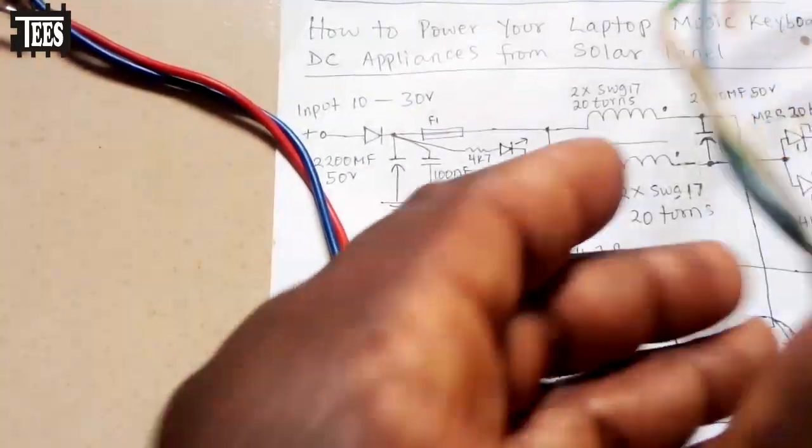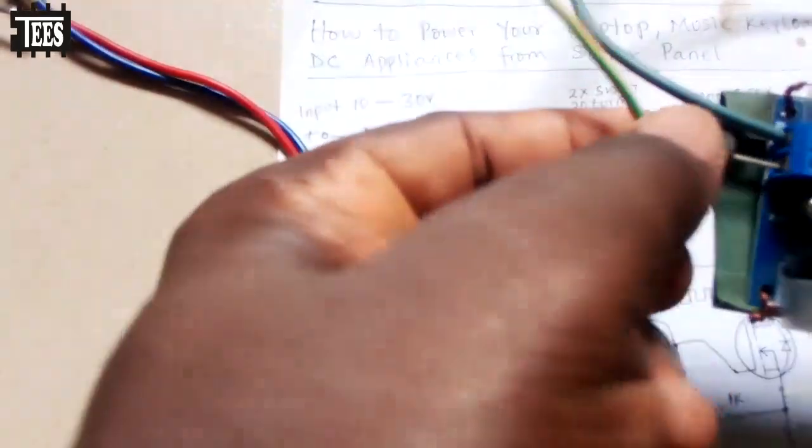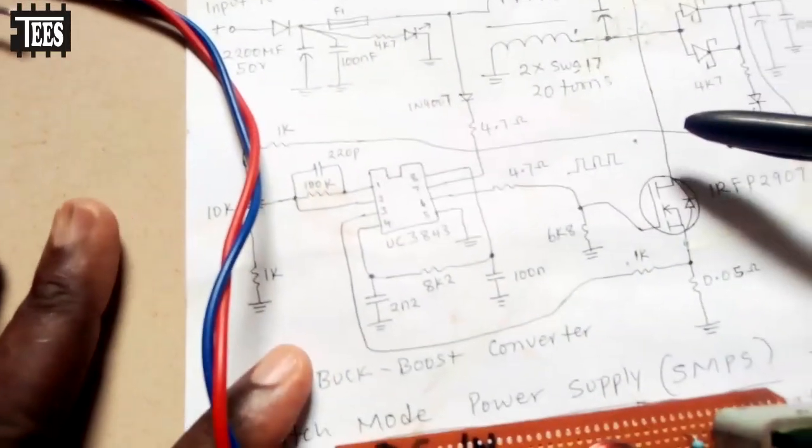So to prevent that, I put a diode at the input. Even this other one I ordered from AliExpress, you can see I put a protective diode. So in case I reverse the input voltage, it is to protect the system here. So you can see, that's the reason why I put that diode there.